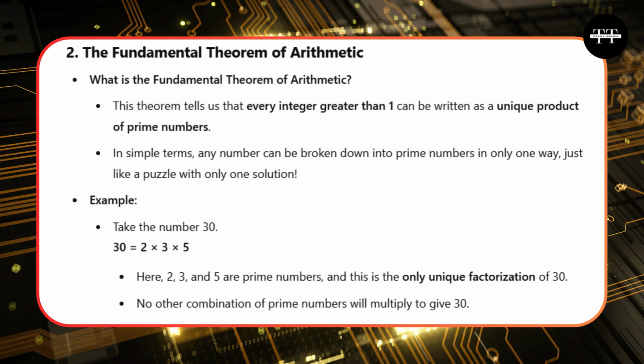30 equals 2 times 3 times 5. Here 2, 3, and 5 are prime numbers, and this is the only unique factorization of 30. No other combination of prime numbers will multiply to give 30.